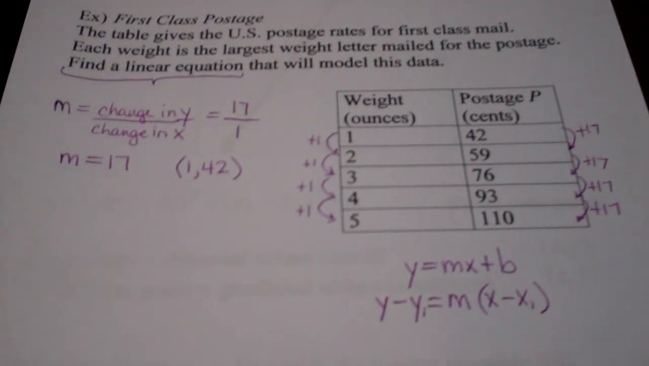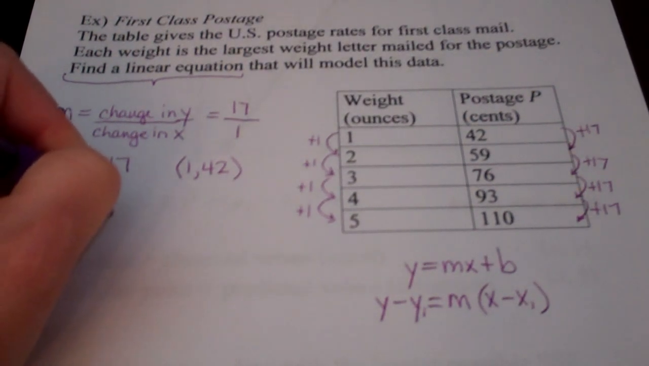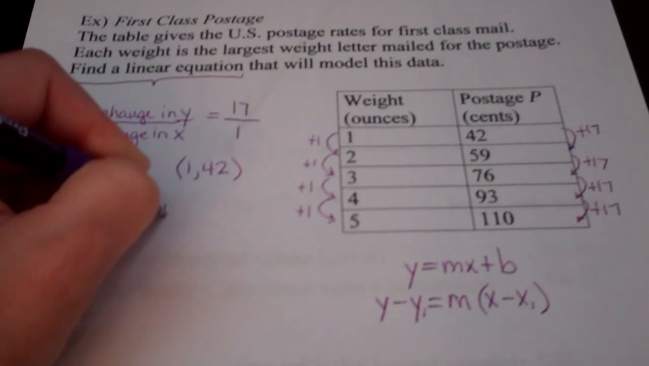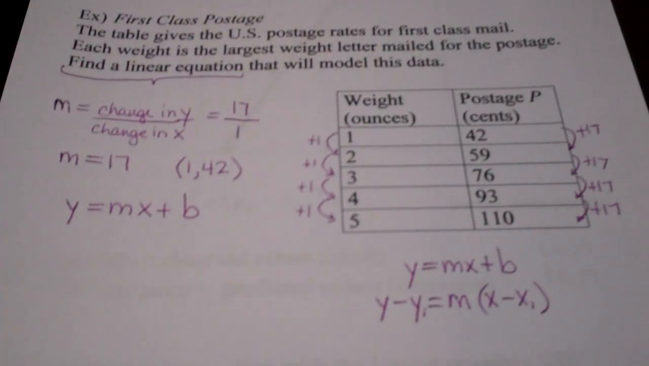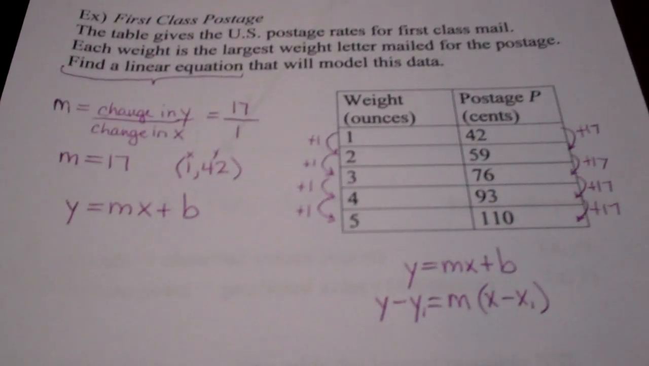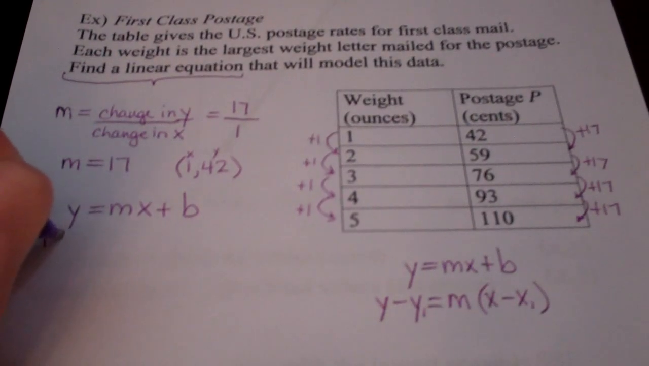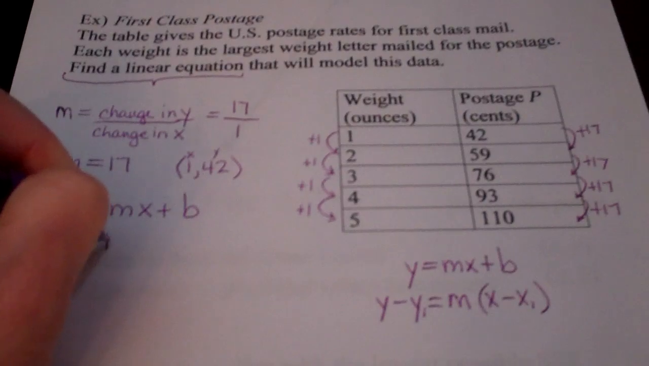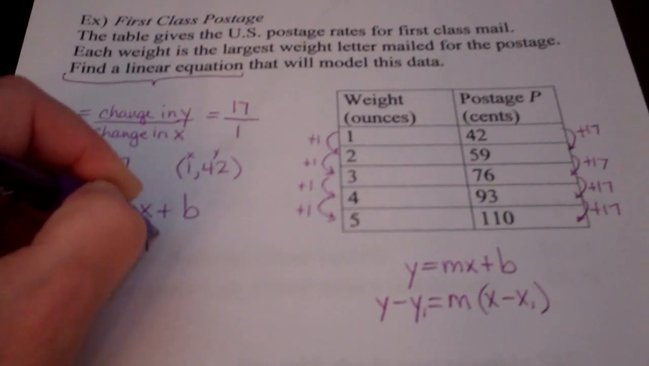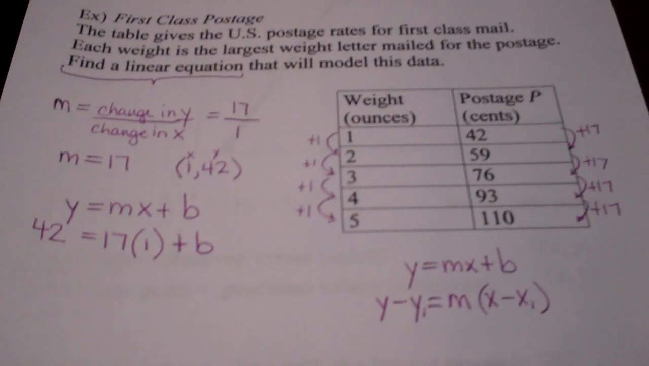Okay, so I'm going to use the mx plus b this time just because I think that's usually what you guys prefer. But either method works just as well. And I'm going to plug in the point I chose from the table. I'm going to plug those values in for x and y, and I'm going to plug in my slope for m. So since I chose that first point, y is 42, m is 17, x is 1, and I'm looking for the value of b.